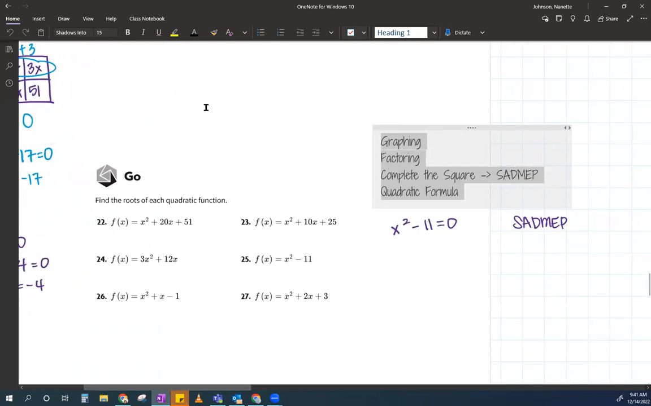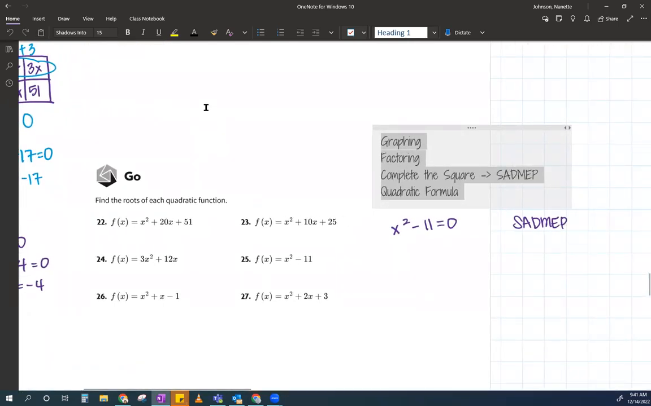The first question I ask myself is, hey, do you have any subtraction or addition on the x side? And you're like, yeah. Well, how do you undo subtraction? And you're like, oh, just add 11. Very good. So now we have x squared equals 11.